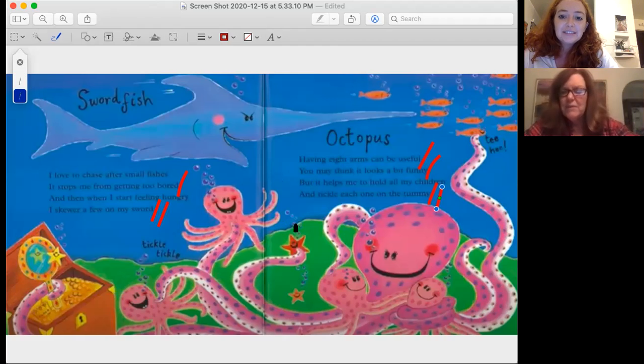Having 8 arms can be useful. You may think it looks a bit funny, but it helps me to hold all my children and tickle each one in the tummy. Awesome. Great job. I liked how you really paused at the dashes and then you made sure you stopped at the two dashes. Really great.